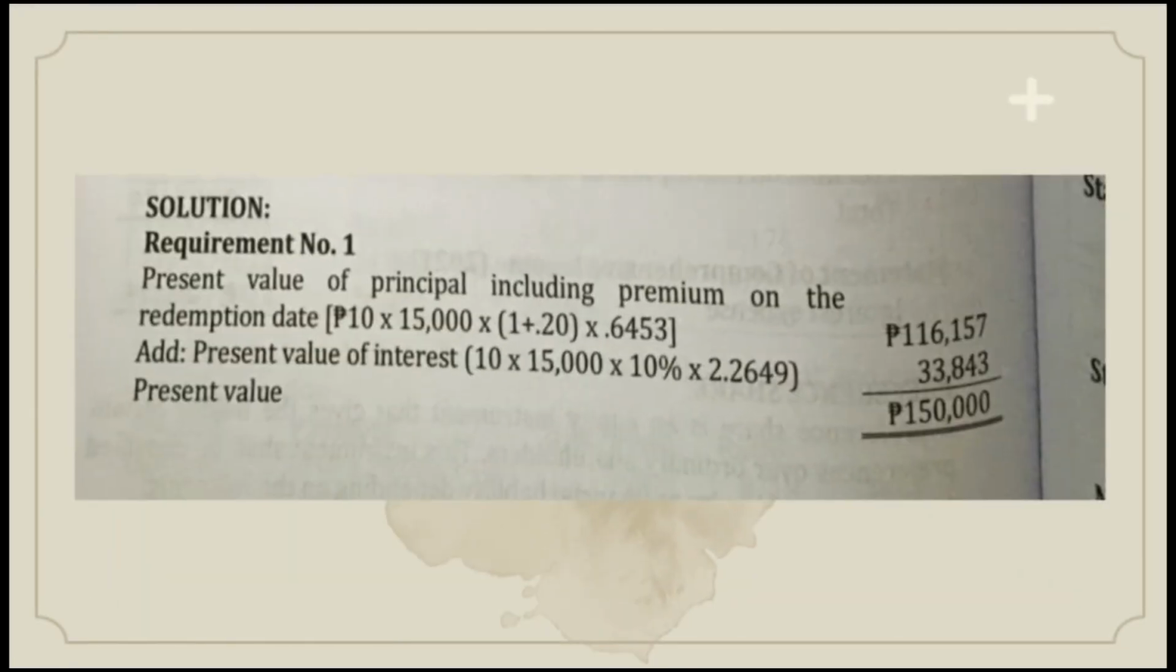So as always, we will use the PV of 1 and PV of OA1. The present value of the principal including premium on the redemption date is computed by multiplying 10 pesos times 15,000, because they issued 15,000 shares at 10 pesos par, and then times 1 plus 0.20, because of the premium of 0.20 pesos per share, times the PV of 1 of 0.6453. So we have a present value of principal including premium of 116,157 pesos.